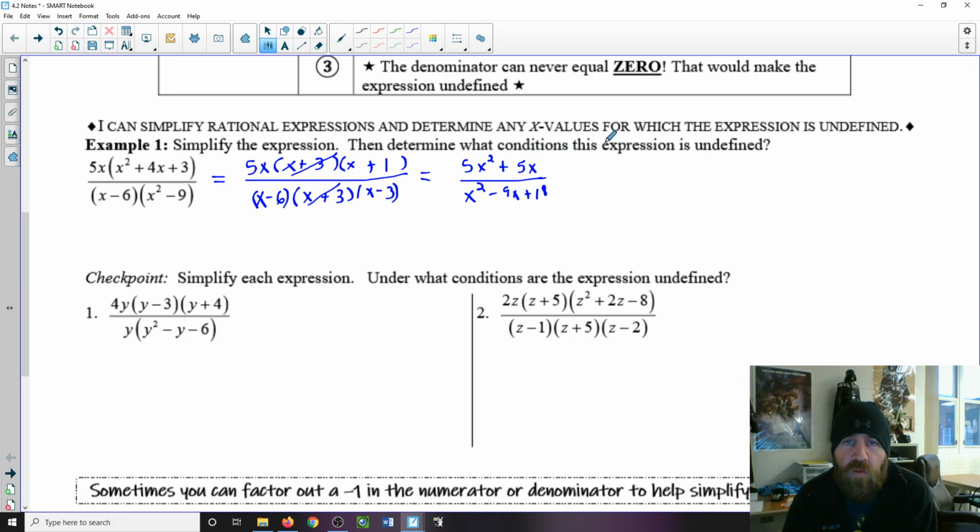And now we need to determine what would make the expression undefined. So we're looking back here at this step. We're looking at what would make the bottom be 0. So we look at each factor that's on the bottom and we find what would make that 0. So we have a situation to where x cannot equal 3 and x cannot equal 6. Okay, so we put a little comma there. We have our expression, comma, and then what would make it undefined? What would make the bottom be 0?